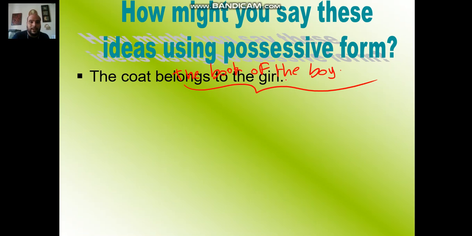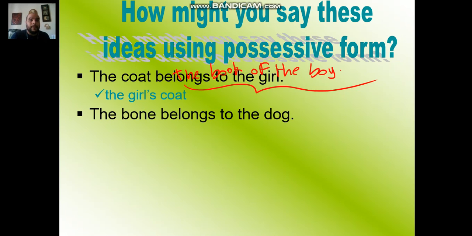So the coat belongs to the girl. Please do it. Of course, it's the girl's coat. The bone belongs to the dog. Please do it. Of course, it's the dog's bone. We start with the owner, which is the dog, the sign of ownership, which is the apostrophe s, and what does it own? The dog owns the bone.